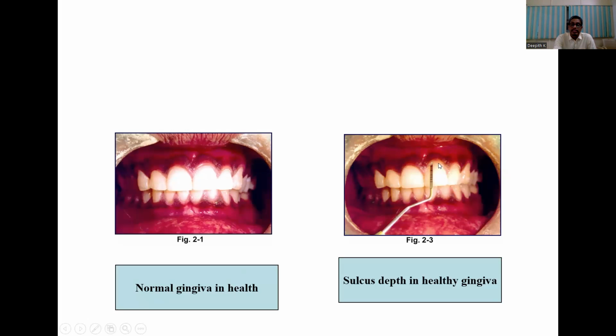Here it shows the sulcus depth. When a probe is introduced in that area, we get the depth of the sulcus. Usually, clinically it is considered 2 to 3 millimeters, and histologically it is considered 1.8 millimeters.